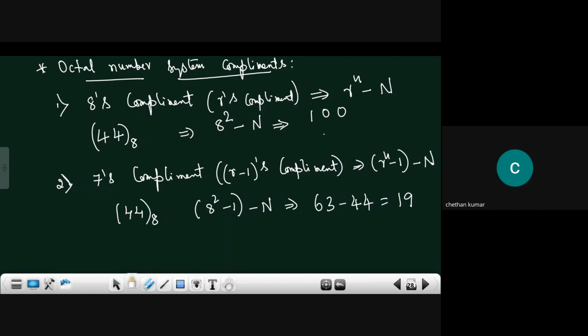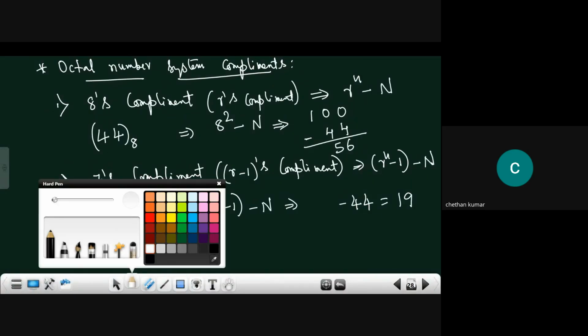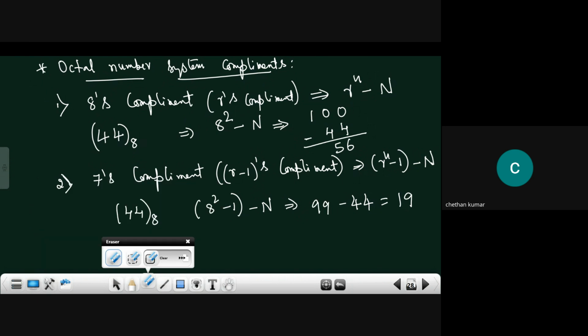So 64 in decimal is equivalent to 100 in octal. Here, 100 minus 44 we should do. So what is the value? 56. Yes. So here 100 minus 1 is 99, so 99 minus 44 gives 55. It should not be decimal now, right? It should be octal. 64 in octal means 100. 100 minus 1 is 99. So 99 minus 44 is 55.